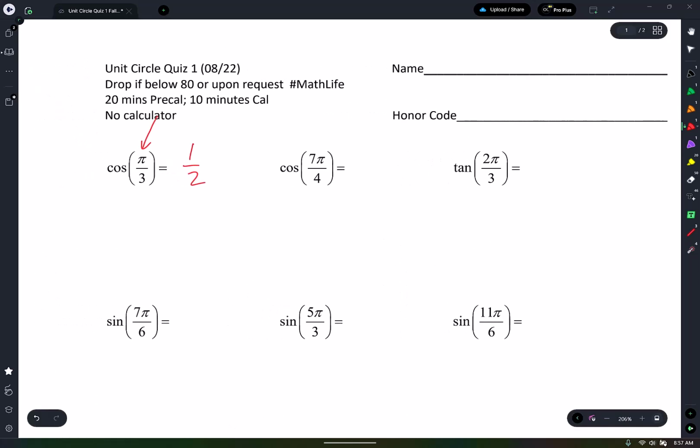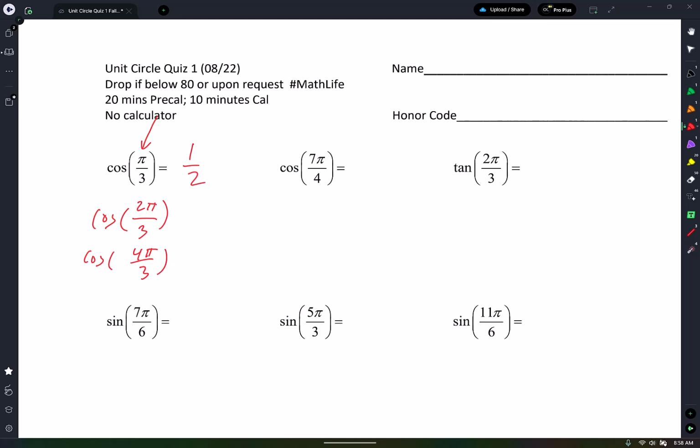I'm going to go ahead and write it here just for notes. Guys, all of the 1s over 3 will always be a half. You just got to figure out whether it's positive or negative. So I'm going to put 2 pi over 3. I'm going to put cosine of 4 pi over 3. And I'm going to put, where did I put the other one? Over here. Cosine of 5 pi over 3.